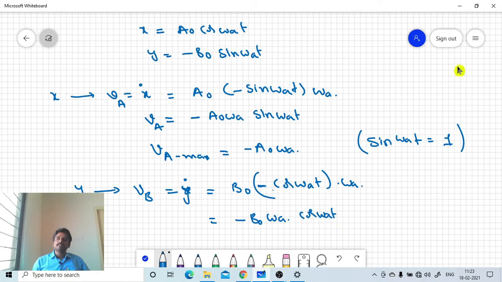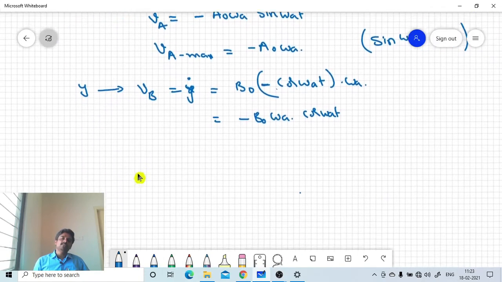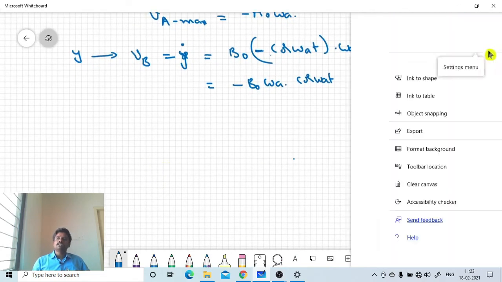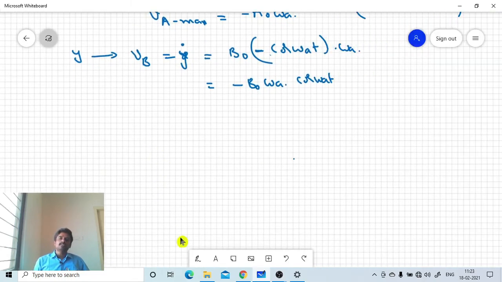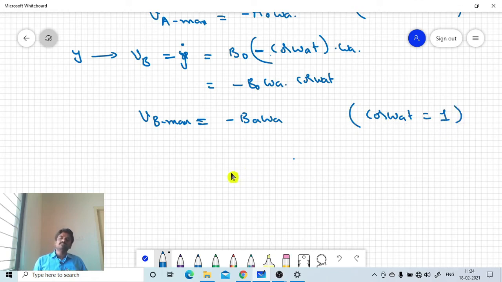But what is the maximum velocity of pendulum B? The maximum velocity of pendulum B, vb maximum, is equal to minus b naught omega a, because the maximum value of cos of omega a t is 1. Up to here we got the individual velocities of the pendulums.